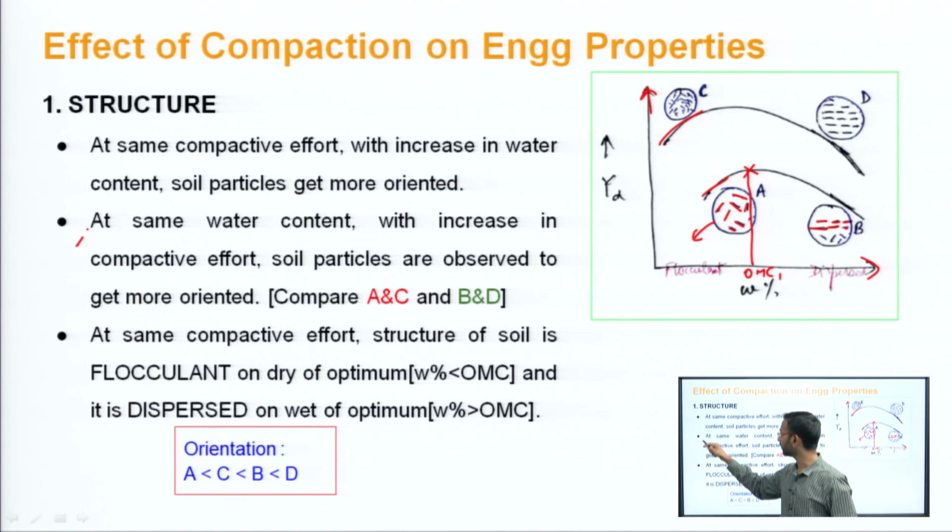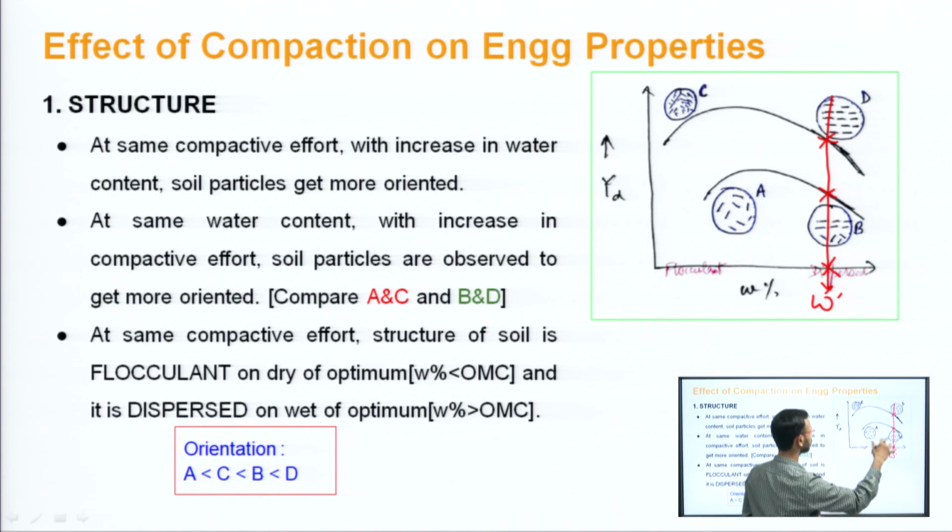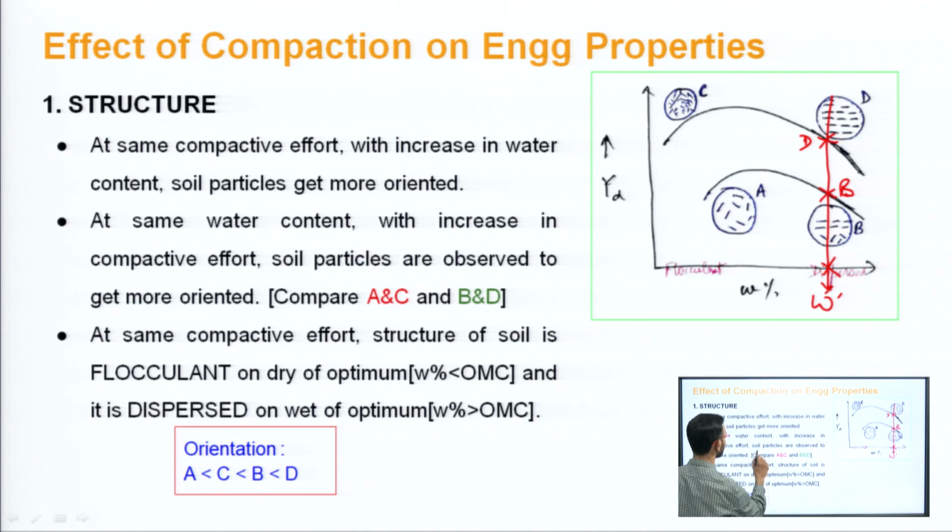Now here, at same water content with increase in the compactive effort. Let us say this is the water content that we are studying here, W dash, at this water content with increasing compactive effort. When we are talking about this B point here and then this D point here, when the compactive effort increases, then soil particles are observed to get more oriented.